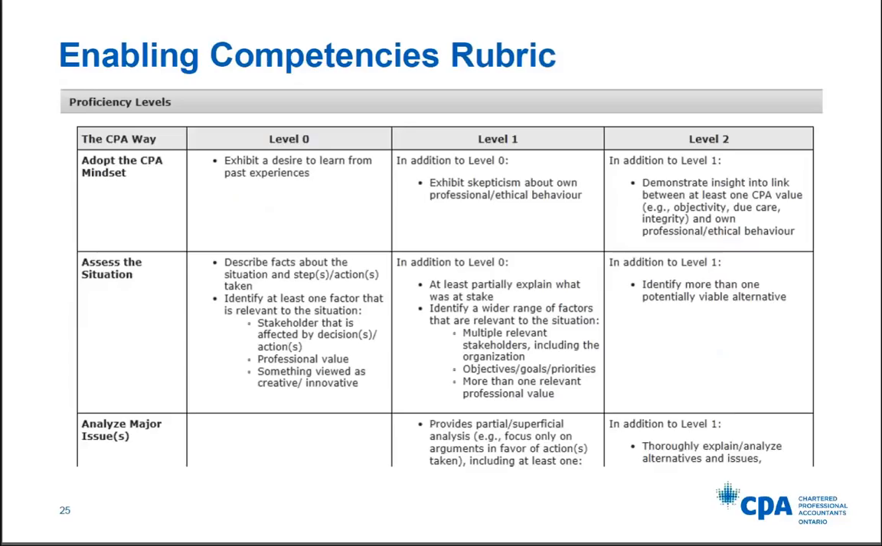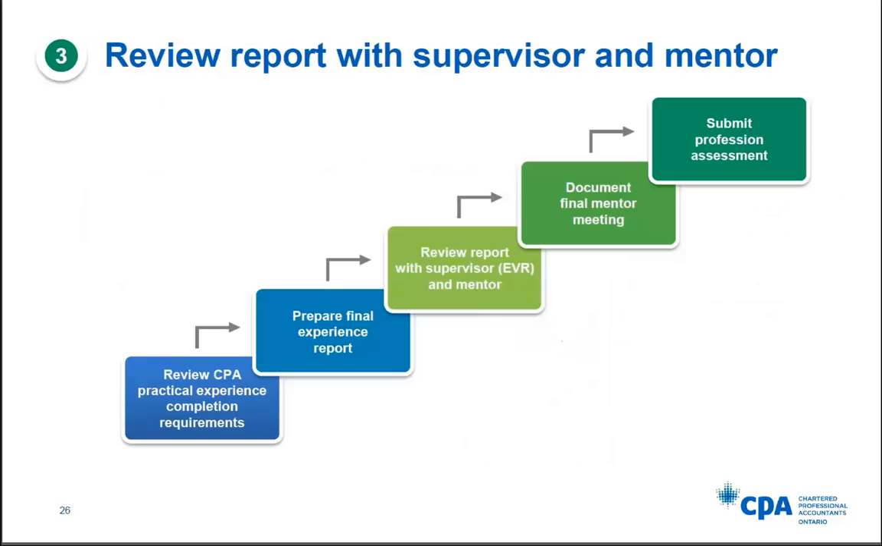This is the Enabling Competencies rubric. Here you can see the values or behaviors that a CPA should be demonstrating. The rubric explains how a student at a level 0, 1, or 2 would be expected to answer these questions. The rubric can be accessed by clicking on the blue information icon at the top of the reflective questions section of your experience report. Farheen will now take you through the supervisor and mentor review process.